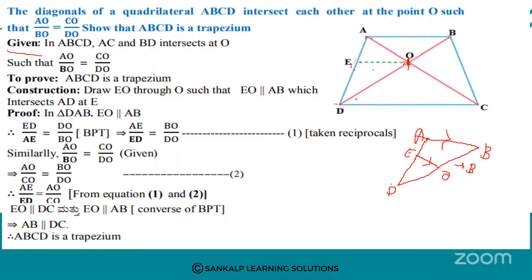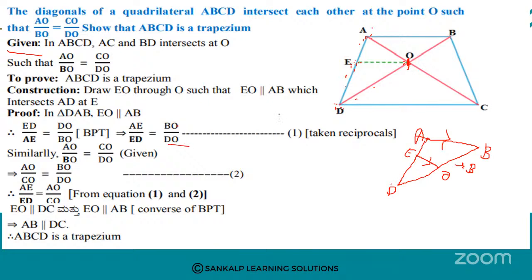Whenever we use Thales theorem, what do we say, when the line is parallel to the third side, we can say that the other two sides are in the same ratio. Which are the other two sides? ED divided by AE, or AE divided by ED can also be written. ED divided by AE and DO divided by BO by using BPT. Next, take reciprocal. If we write this upside down, what comes? AE divided by ED is equal to BO divided by DO. So if we write it in reverse, BO divided by DO comes.